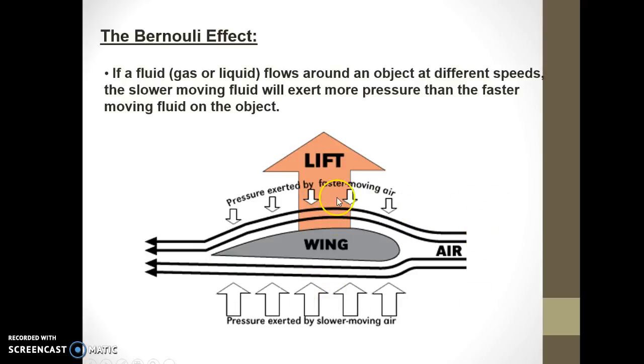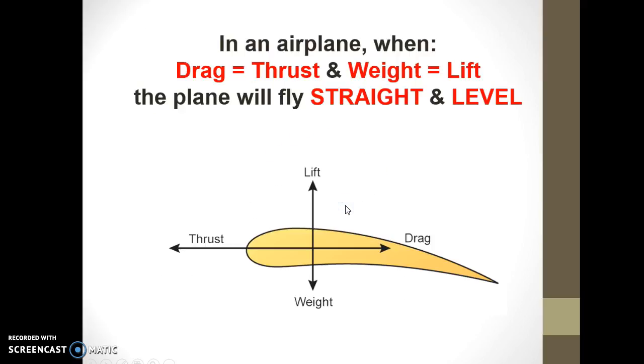So this is how we can get things to lift off, which we don't really want in these cars, right? So we want to take this and kind of flip it. We want our cars to be pushed down towards the ground. So here's what we see in an airplane.